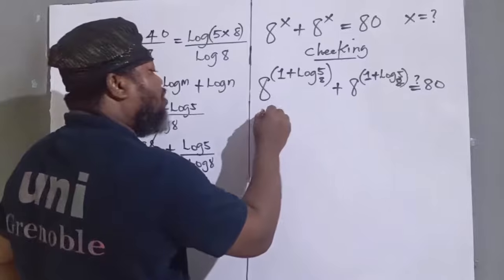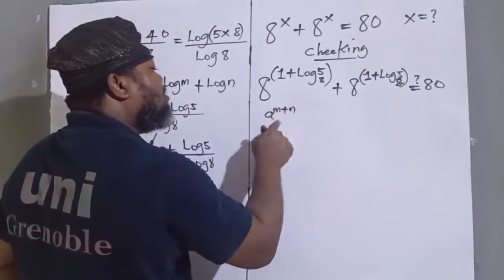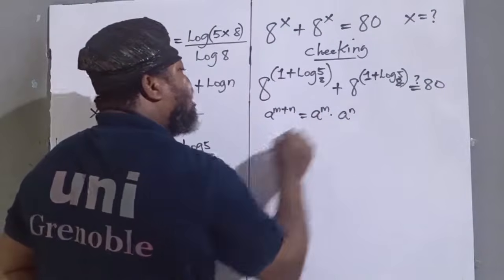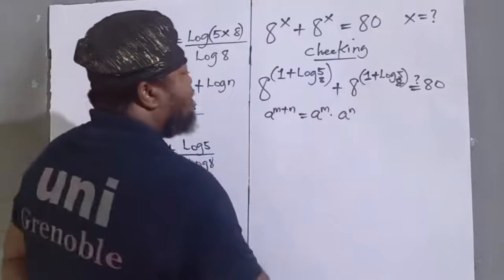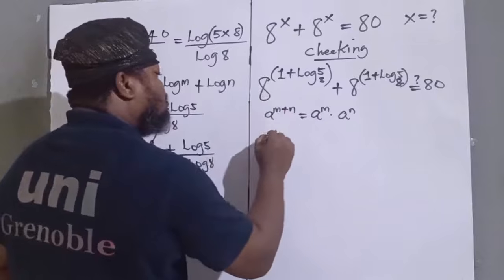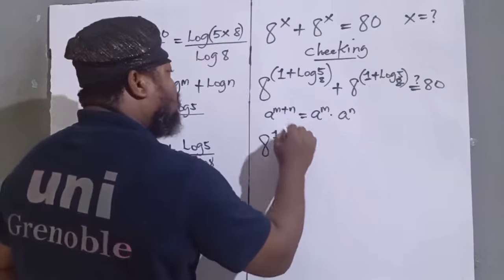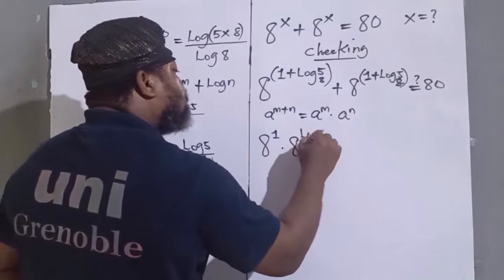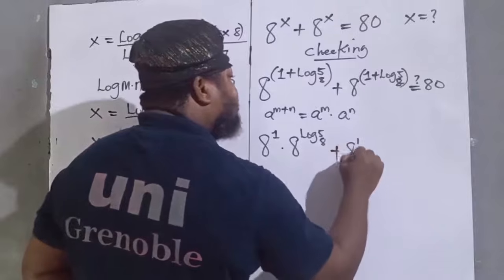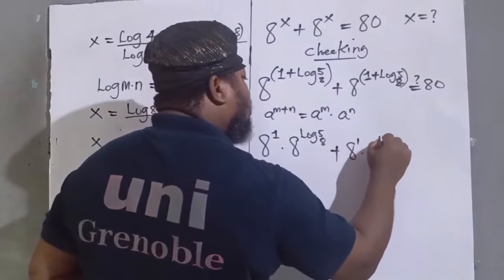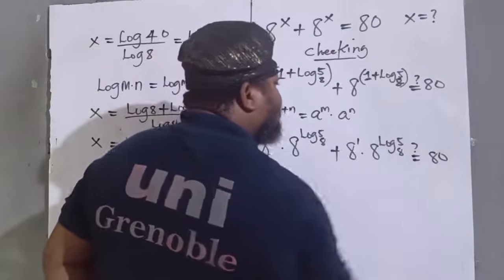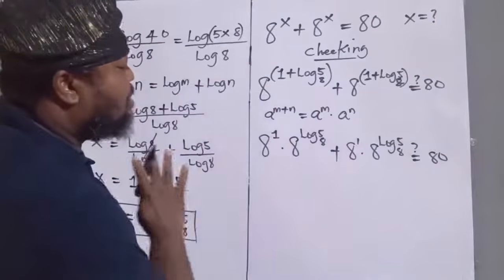That is to say, if I have a to the power of m plus n, this is equal to a to the power of m times a to the power of n. So I'll apply it here and here. I can now say this is a to the power of 1 times a to the power of log 5 to base 8, as you can see, then plus a to the power of 1 again times a to the power of log 5 to base 8. Is it equal to 80? Let's check. Now, this is not looking so simple.